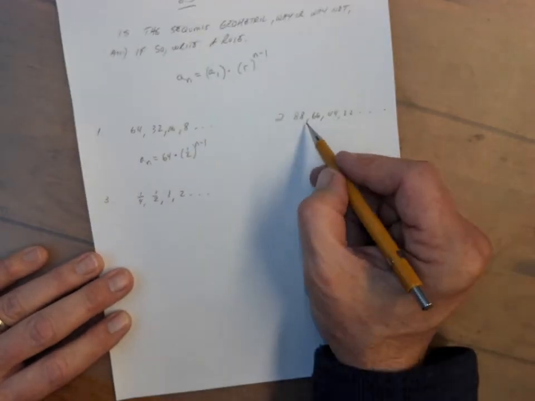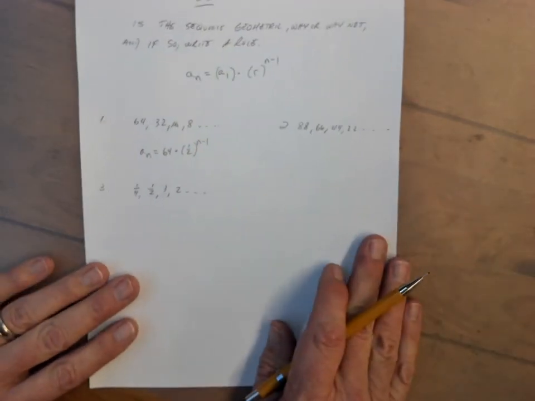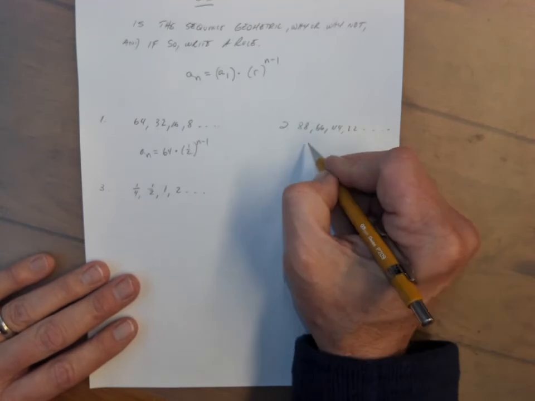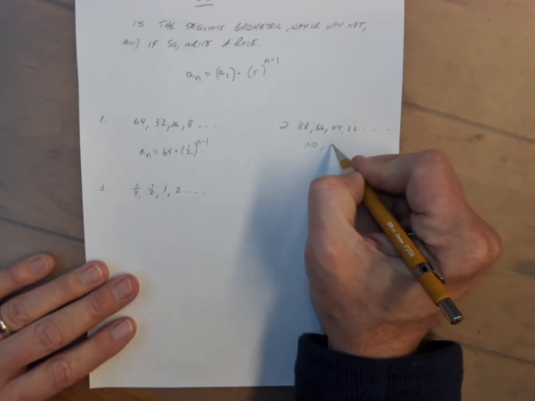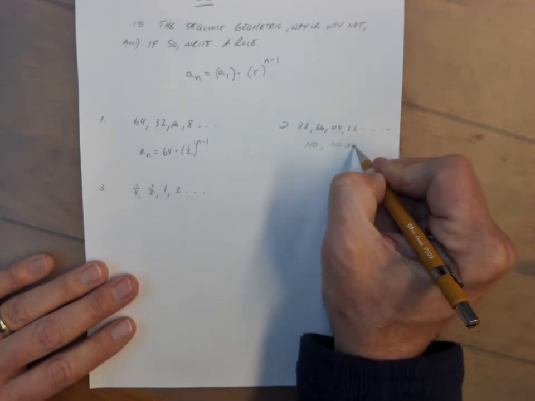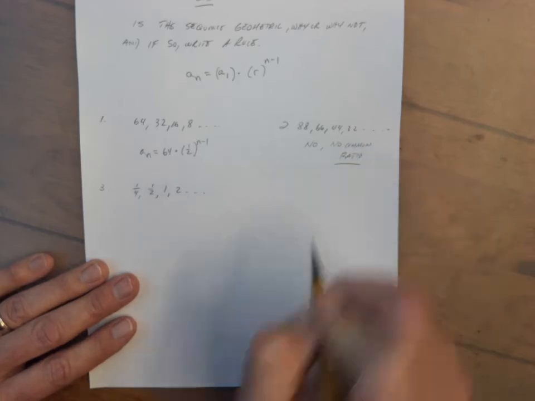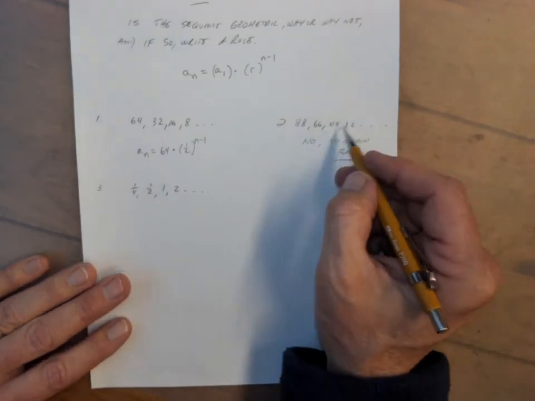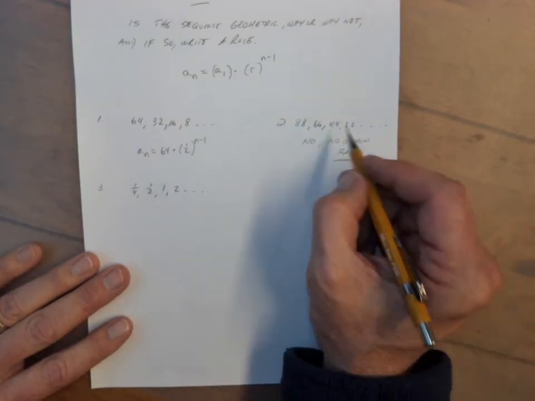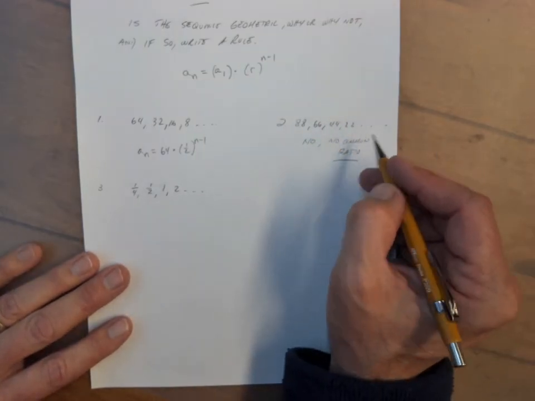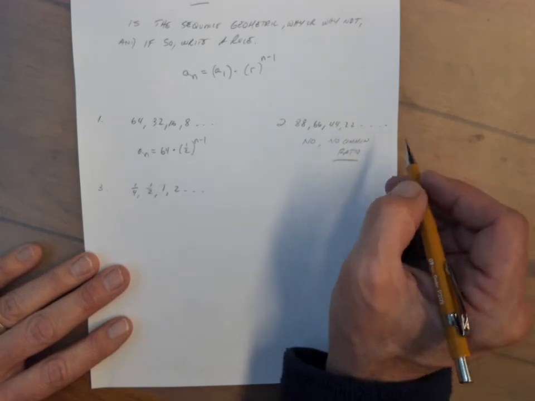Here, what I notice is that we're actually subtracting 22 each time. So no, because there's no common ratio. It doesn't matter that this one actually is an arithmetic sequence. We don't need to indicate that as long as we know it's not geometric.